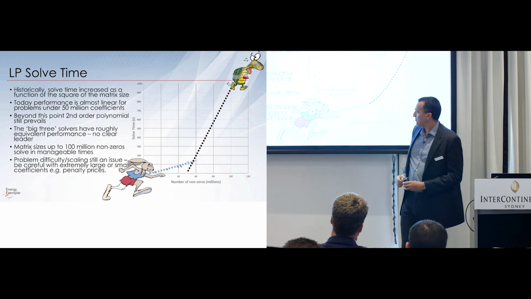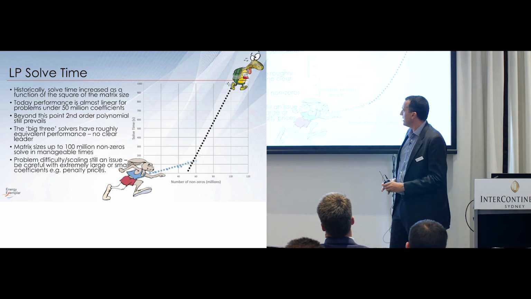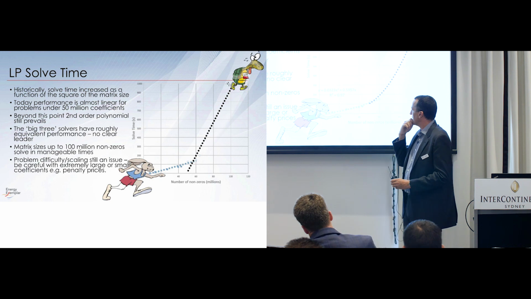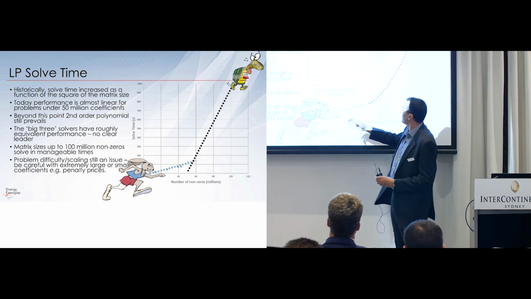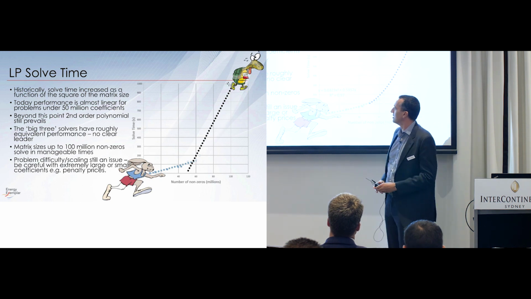So we want more control over the matrix size so that we can stay looking more like the rabbit here and less like the tortoise.